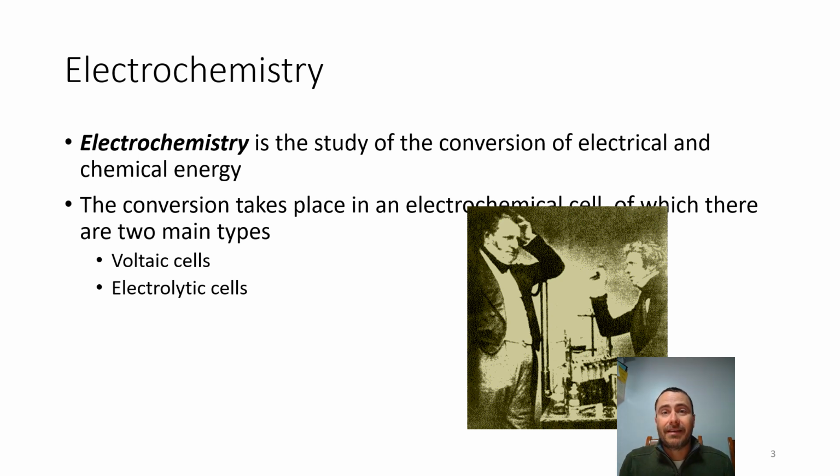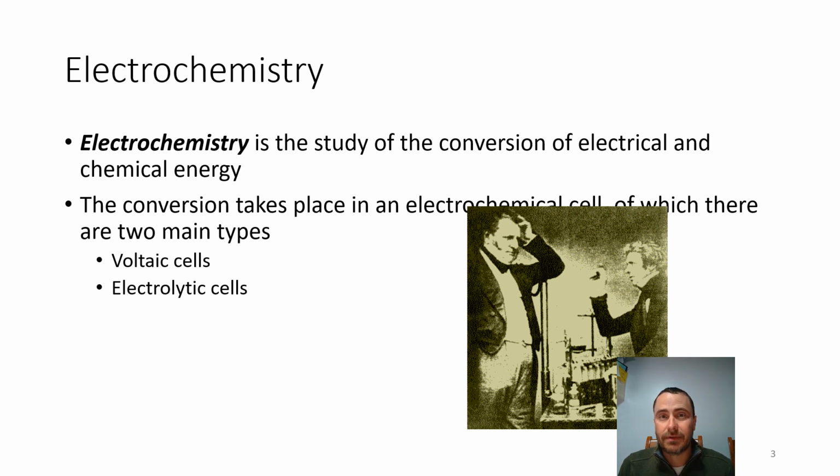Remember that energy is neither created nor destroyed in the universe, but we can convert it from one type to another. And the study of electrochemistry is studying how we can go from electrical to chemical, or from chemical back to electrical energy sources. When we do this, we have to use what we call an electrochemical cell. And there are two types.